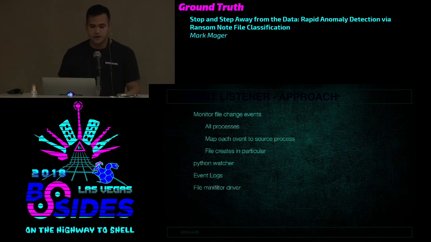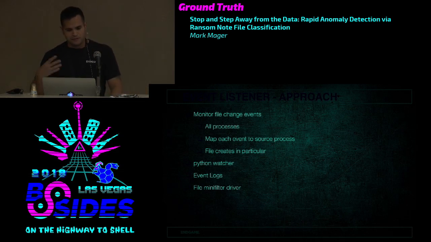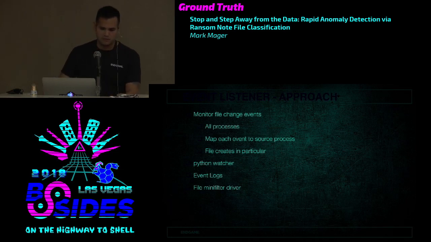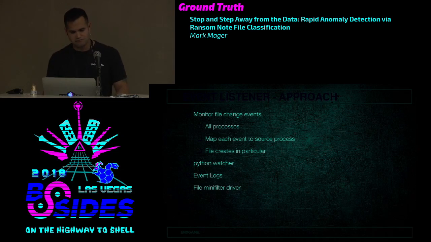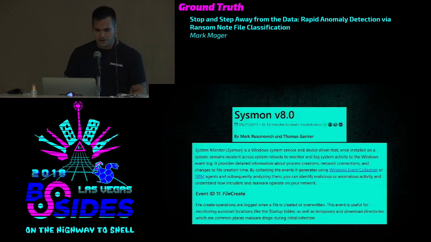So what are we going to do? Event logs would be one way of obtaining events for our purposes. Or you could also write up a file mini filter driver. A file mini filter driver in the long run is definitely the best approach to take, but it's also the most time consuming. And if you're writing code for the kernel, you're definitely prone to make mistakes and crash your box.